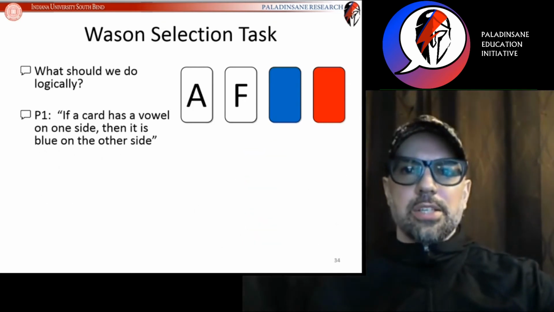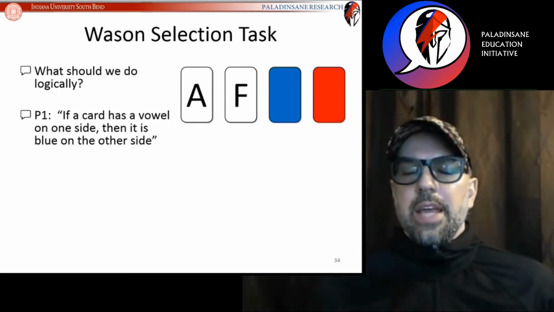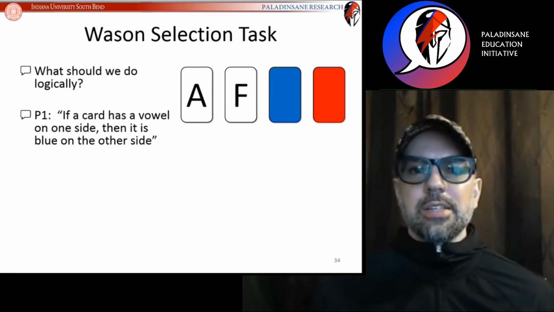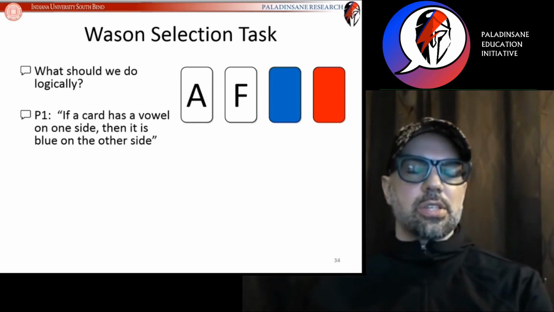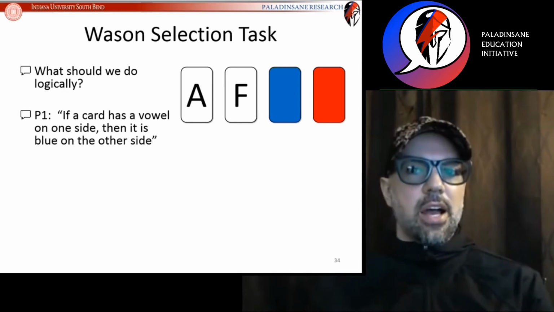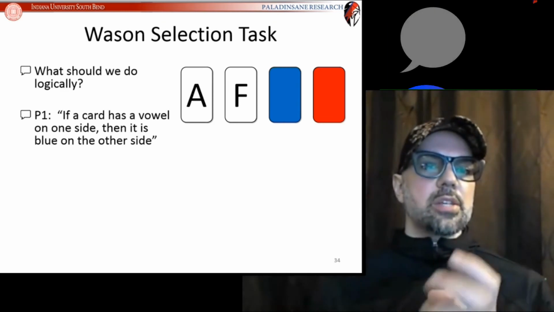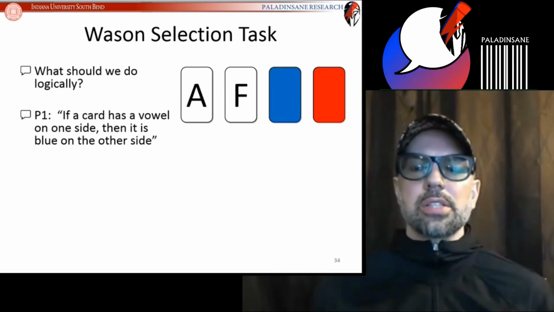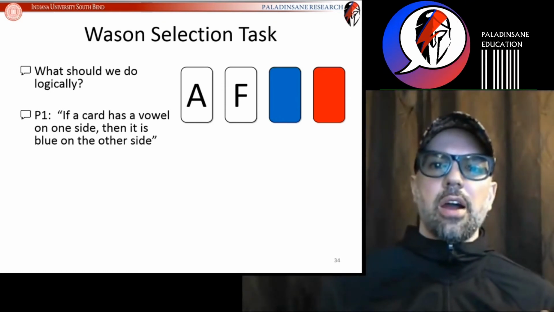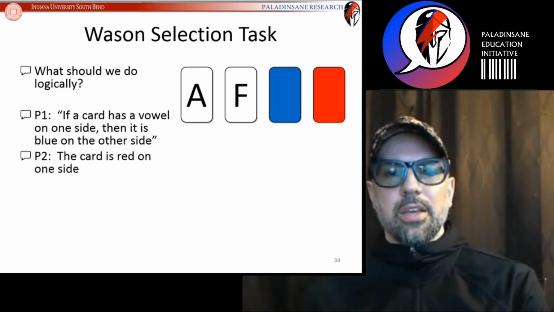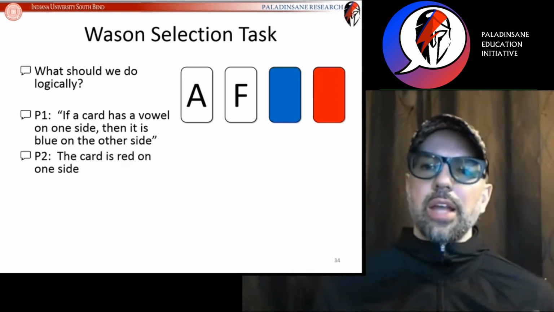What else should we do logically? Well, we've taken a look at affirming the antecedent. The other valid conditional syllogism is denying the consequent. So in this case, the consequent is it is blue on the other side. So we should flip over the card that is not blue on the other side. So we should take a look at the red card.